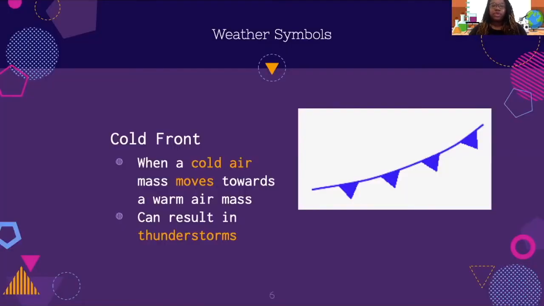All right, cold front. So a cold front is when a cold air mass moves towards a warm air mass, right? And these can result in thunderstorms. The way that I remember that it's a cold front is that the blue kind of symbolizes coldness. And also these look like little icicles, right? So little triangles, icicles. Remember what the meteorologist said? This cold front would be traveling this way because of the direction of the triangles. If it was flipped over, then we know that it would be traveling the other direction.